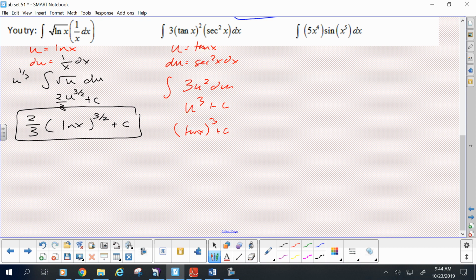Mr. Burgess, what's your u? Excellent. x to the fifth. Alexandra, what's du? Okay, so this becomes sine of u du. Do you all agree? I agree. What's the antiderivative of sine? Cosine or negative cosine? Brian? Negative cosine of u plus c. Sub back. Did you get negative cosine of x to the fifth plus c?